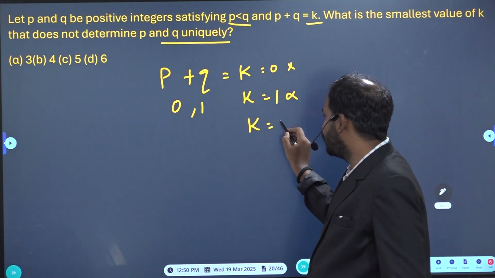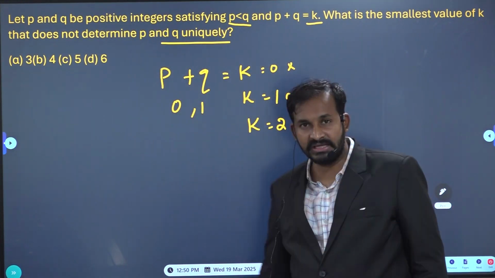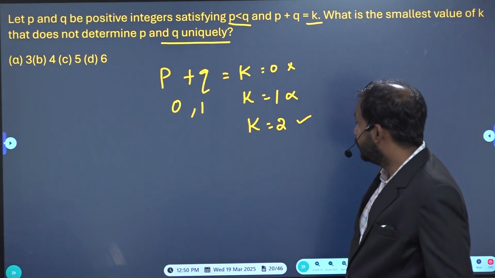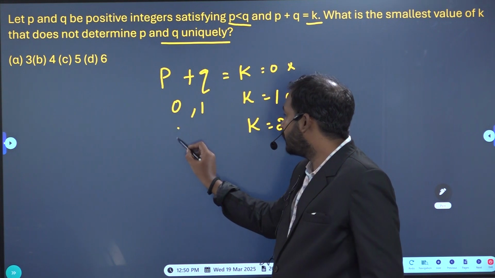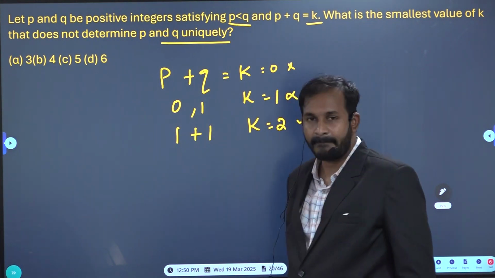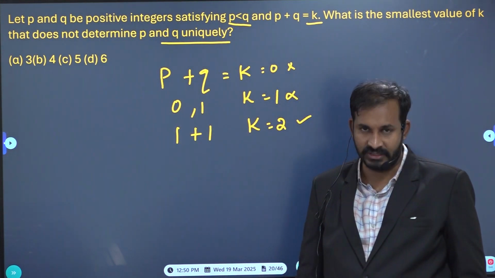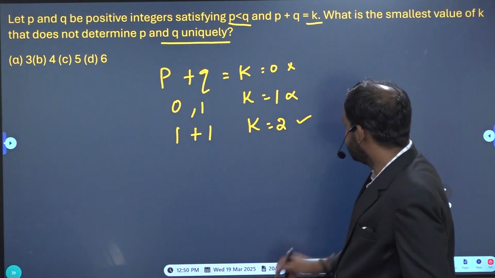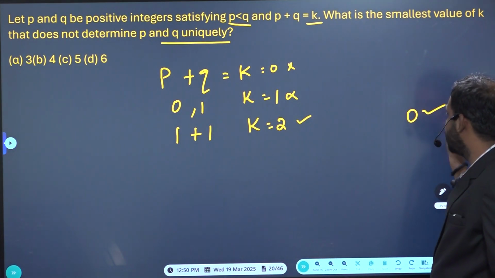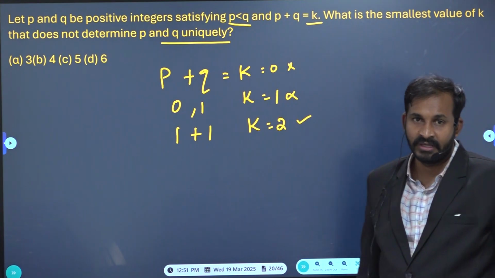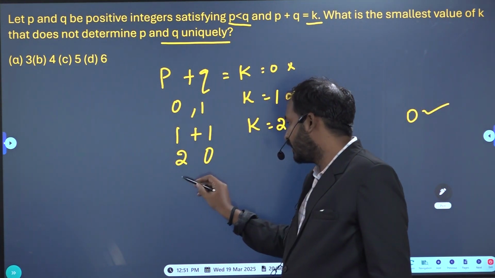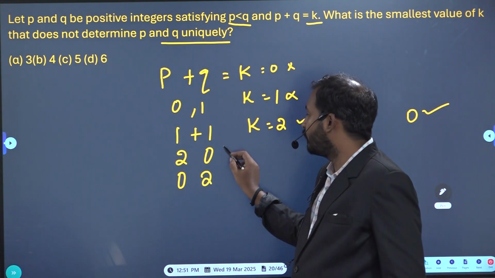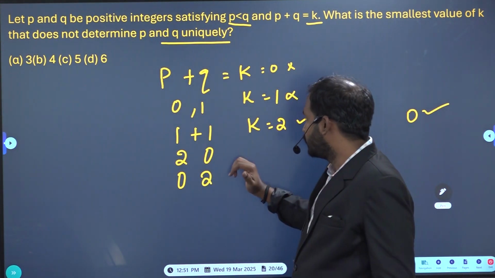Next, k is equal to 2. If I take k equal to 2, here also the same problem. I cannot take 1 and 1. That is not at all possible. See here students, 0 is neither positive nor negative. That means I cannot take 2, 0 or else 0, 2. That is not possible.